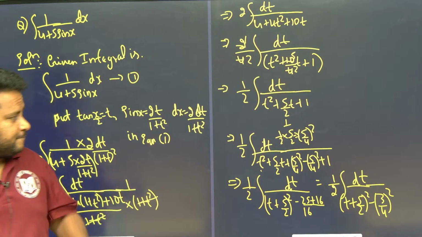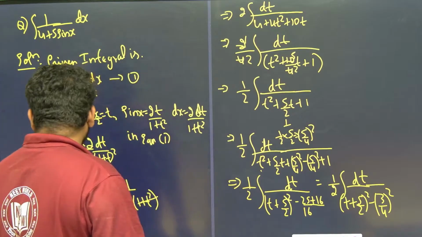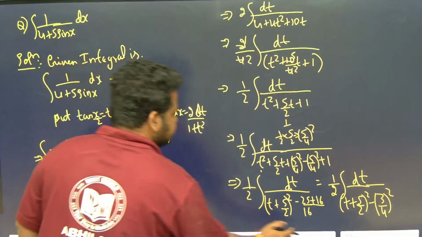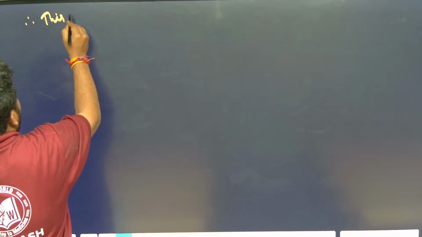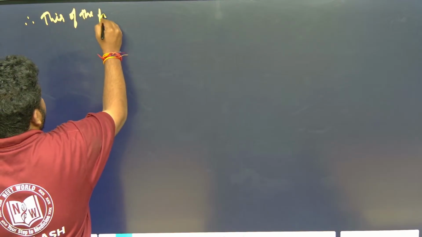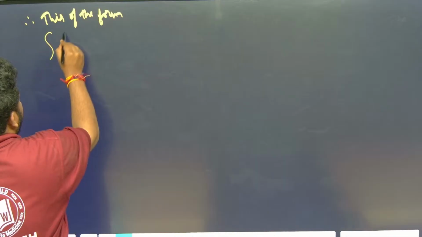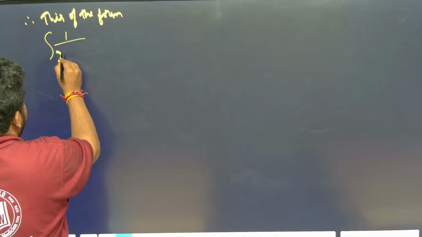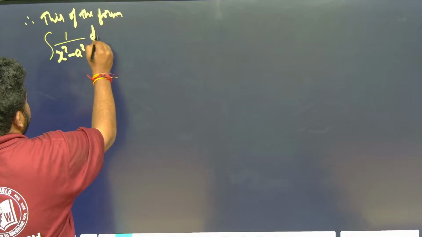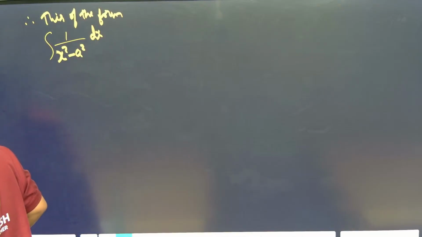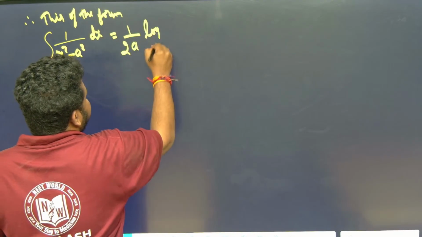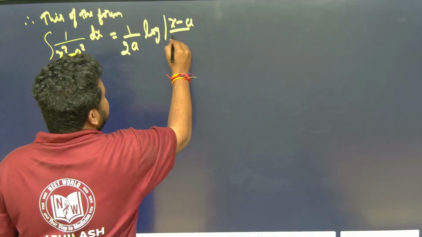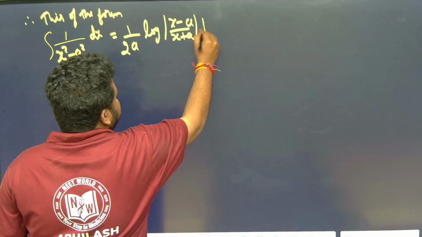So this is of which form? This is of the form integral of 1 by x square minus a square dx. So this value will be equal to 1 by 2a log of (x minus a) divided by (x plus a). You have to please keep this in mind, plus c. This is of this type.